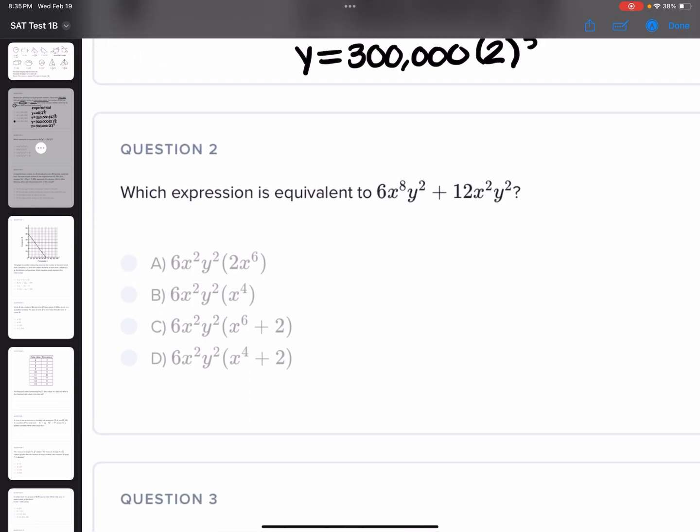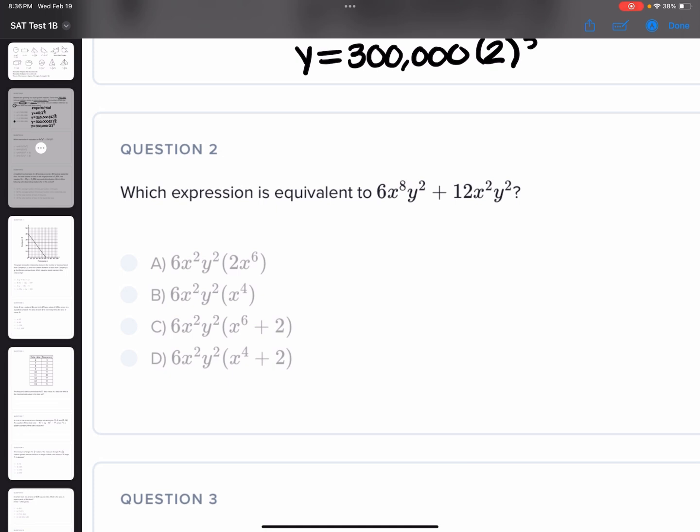Which expression is equivalent to 6x to the 8th times y squared plus 12x squared times y squared? That was a mouthful. Okay, so my recommended method is, there's actually 2 ways you could go about this. Either you could solve out every single equation here, A, B, C, D, and if you're really good, you can get this done within like 20 seconds. You can eyeball it and be like, oh, I kind of know which ones it could possibly be. Yeah, it's definitely this. And if you're not that kind of person, you can factor out this initial problem given the original factors that they give you.